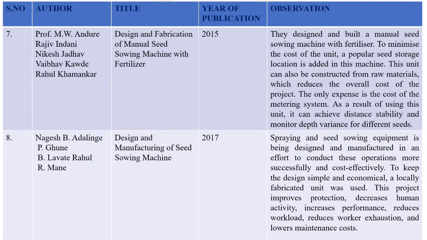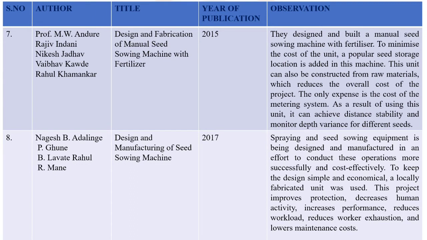Number 7. Title: Design and Fabrication of Manual Seed Sowing Machine with Fertilizer. Name of the authors: Professor M. W. Anger, Rajiv Indani, Nikesh Jadhav, Vaibhav Kaud, Rahul Kamankar. Published in the year 2015. Observation. They designed and built a manual seed sowing machine with fertilizer.